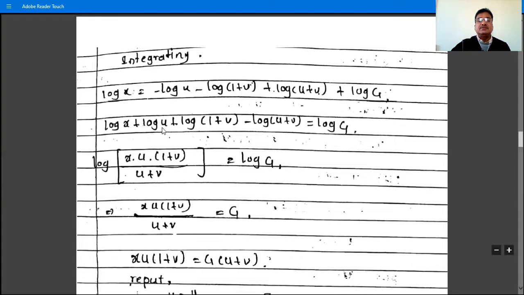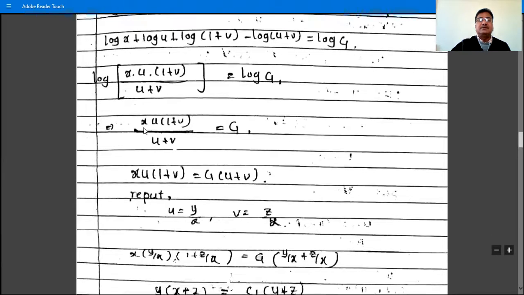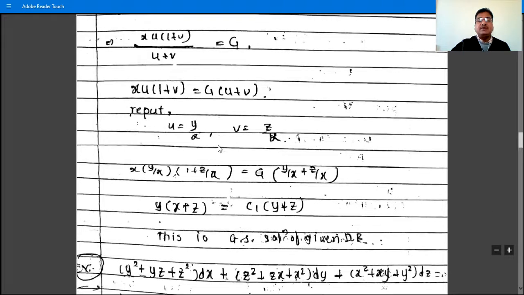So log of x into u into (1 plus v) divided by (u plus v) is equal to log c1. And then cancel log on both sides, and then substitute. We have this, and then resubstitute u as y by x and v as z by x. So we have this answer.